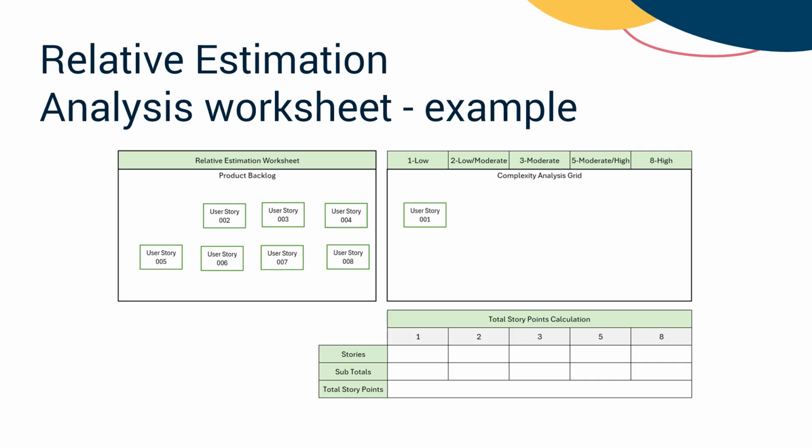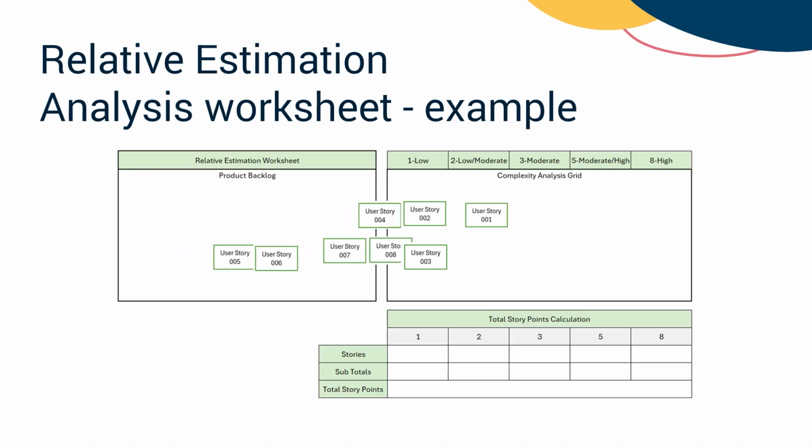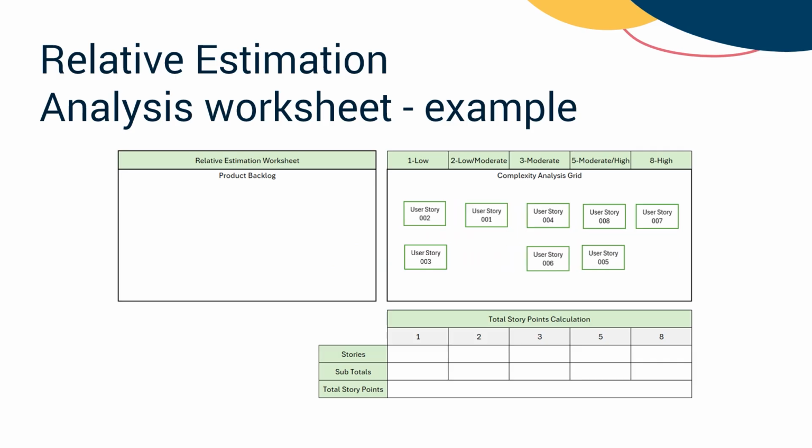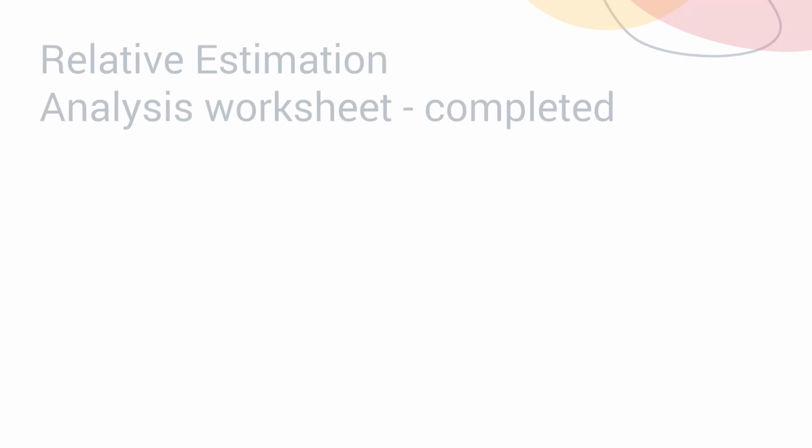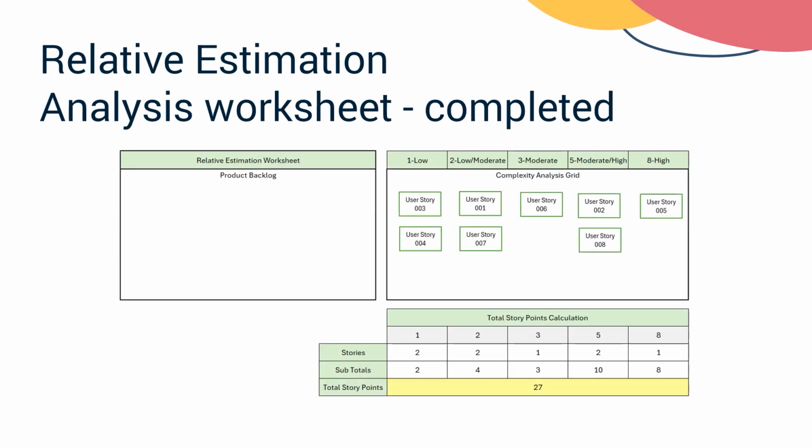Next, we analyze user story 2. Let's assume this user story is less complex than user story 1. Therefore, we need to move user story 1 to the right and place user story 2 to the left of 1. Let's say user story 3 is about the same complexity as user story 2. In this case, we can place 3 under 2. We would then continue to analyze all the user stories and place them on the grid based on their relative complexity. Here is a completed analysis worksheet.